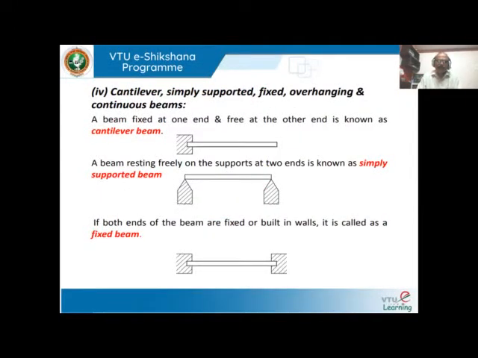Beams are also classified as cantilever, simply supported, fixed, overhanging, and continuous beams, as shown in the figures below. A cantilever is one in which one end of the beam is fixed. A simply supported beam, as shown in the figure, is supported at two ends by pin joints, hinges, or two simple supports. If both ends of the beam are fixed or built in, we call it a fixed beam, and all of those are shown in the figures.